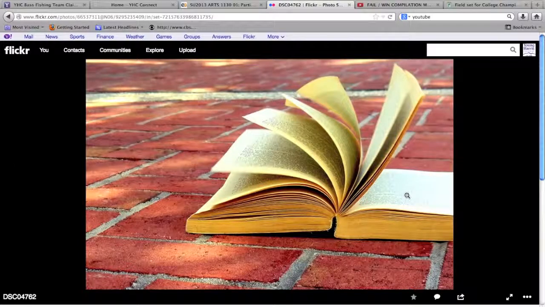Okay, very, very good job on this one. I like how, of course, you've used that rule of thirds. There's a little bit of story going on here along with the book, and the pages flipping through the book. I'm a fan of how you cut this off.